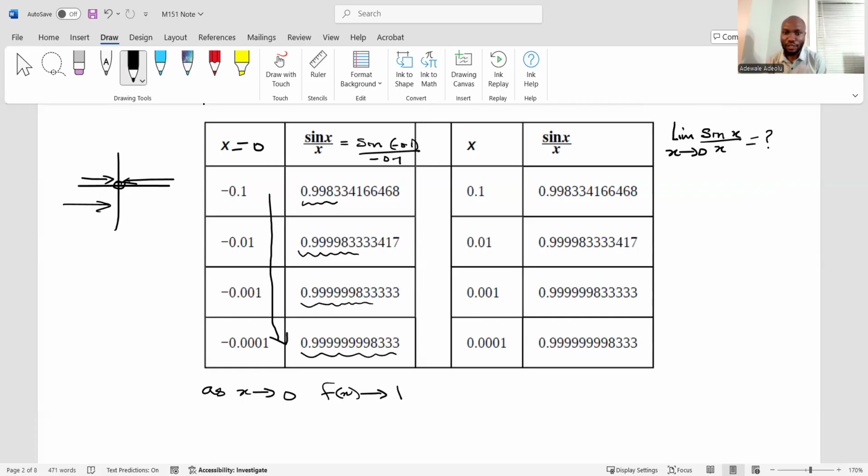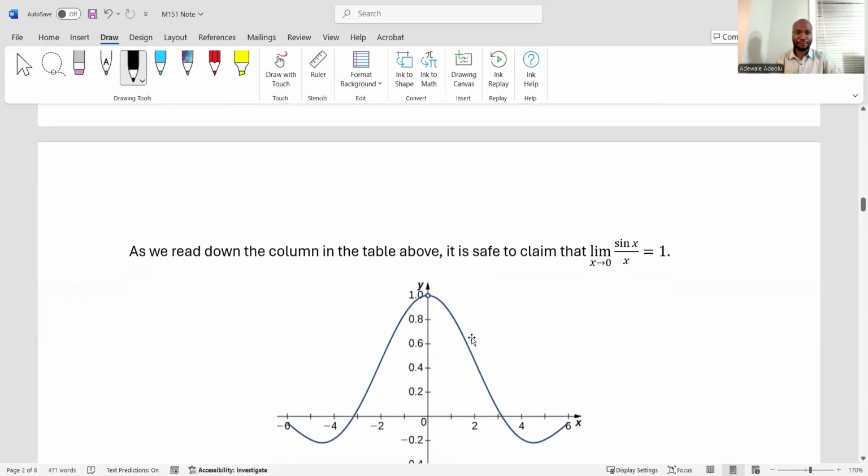Okay? What of on this side? Again, as that x is trying to get to 0, getting smaller and smaller, trying to get to 0, again, we see that the y value is trying to get to 1 as well, right? So, since that is the situation, then we can conclude that we can make this claim. That is, the limit of sine of x divided by x as x goes to 0 is 1. We can make that claim.